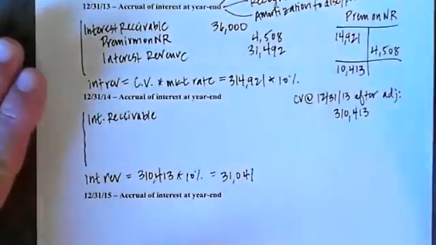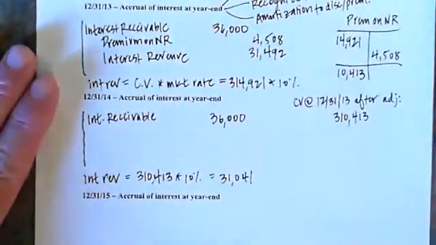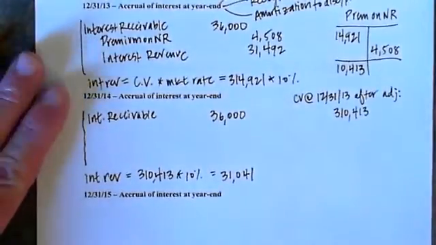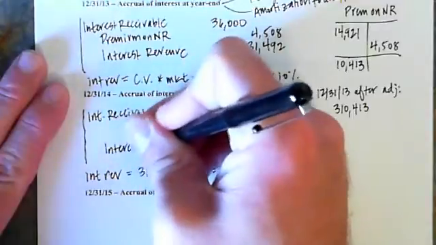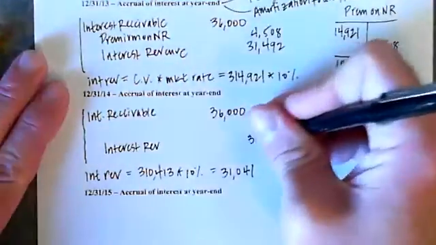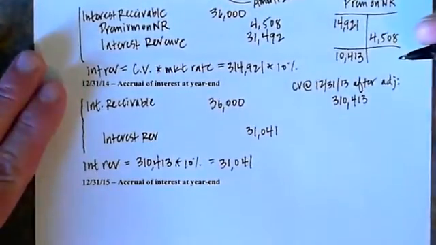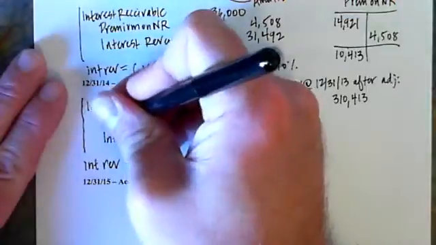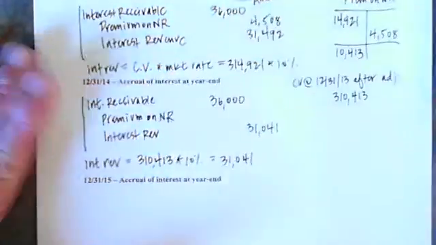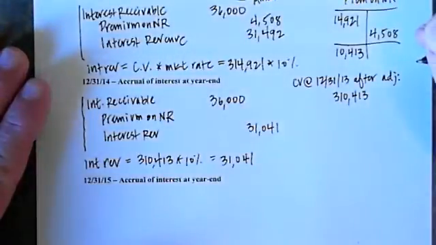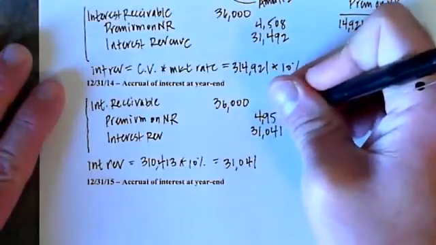So my interest receivable does not change. It's the uninteresting portion of this. Face value times the stated rate, both of them are locked. The interest revenue, I just calculated below, and that will be $31,041. And again, the premium is just going to be the difference between these two, the plug, and then the premium between these would be $4,959.